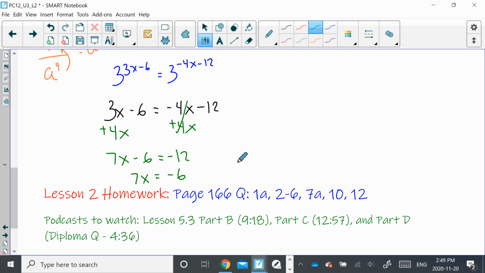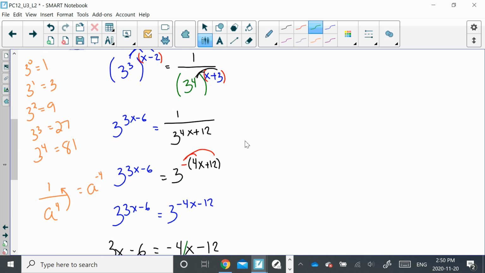And I'm going to divide both sides by 7 to get a final answer of x is equal to negative 6 over 7. So in order to do these questions, you just have to completely know all of your exponent laws, how to change bases, and then just be very procedural with your work. Students who are very procedural do very well in this. Students who are not very procedural do not do well with exponent laws.